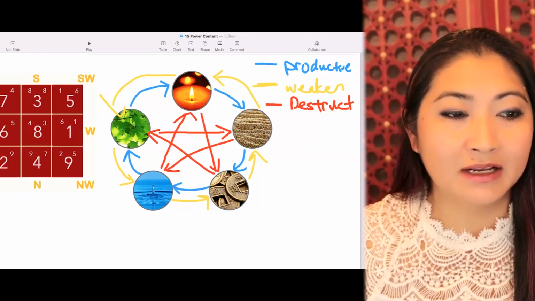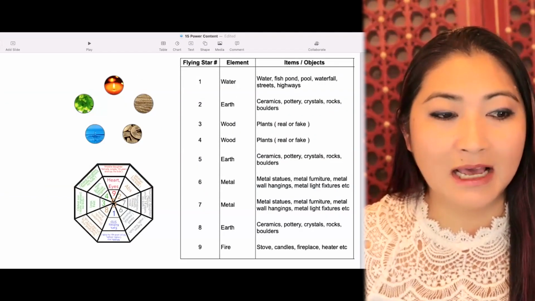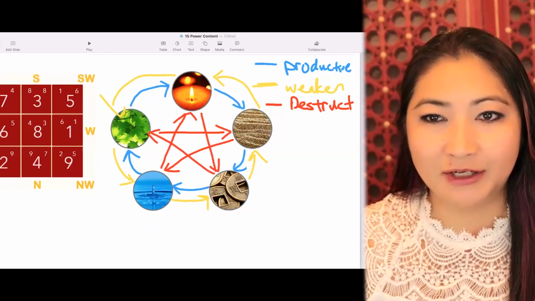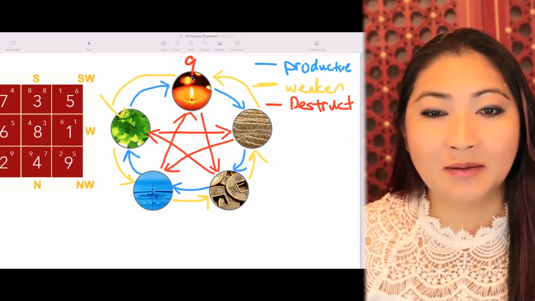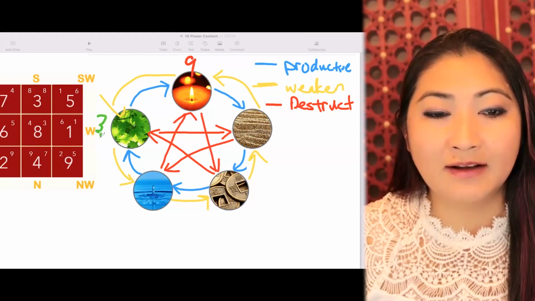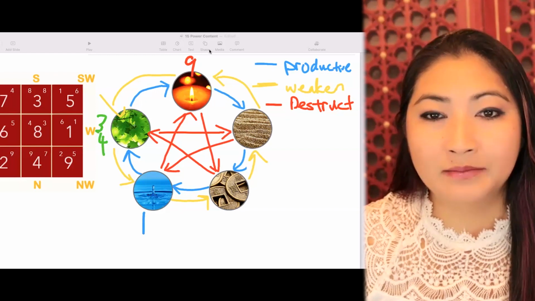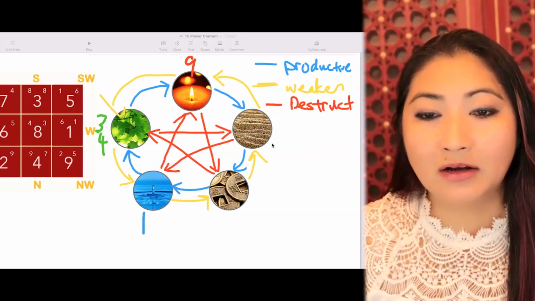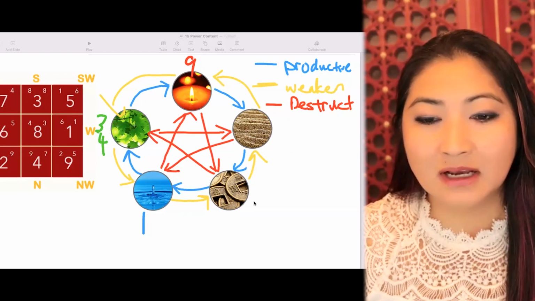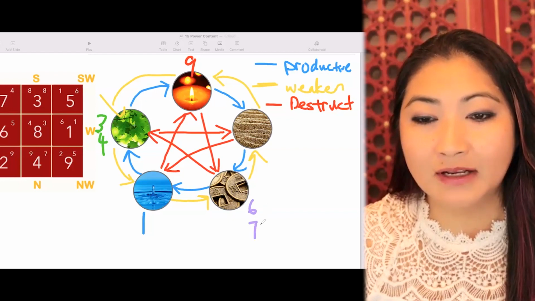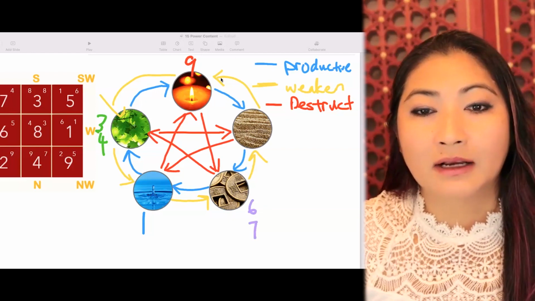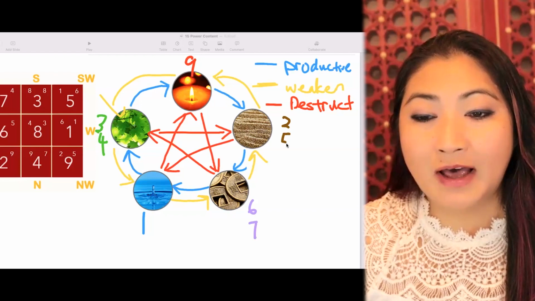I did mention it in this chart here, but let's pull it all into one sheet for you. So fire is the number 9. Wood is the numbers 3 and 4. Water is the number 1. Metal, I don't have gray here, so I'm going to use this. Metal is the numbers 6 and 7. And then earth is the numbers 2, 5, and 8.